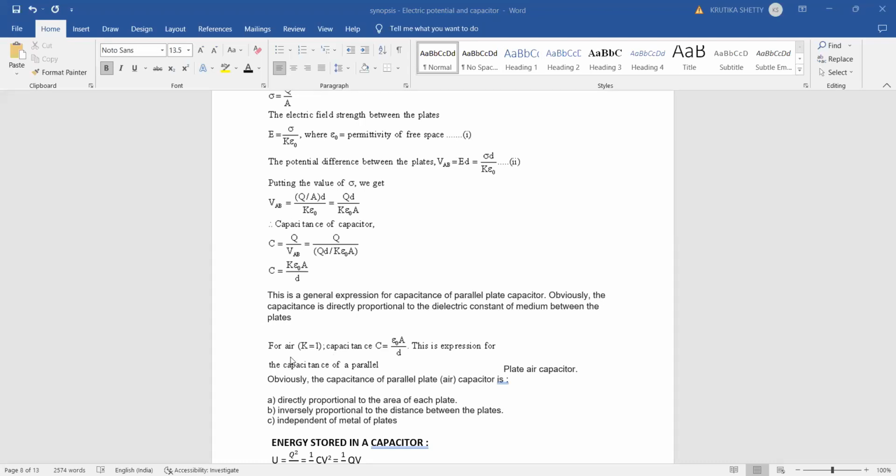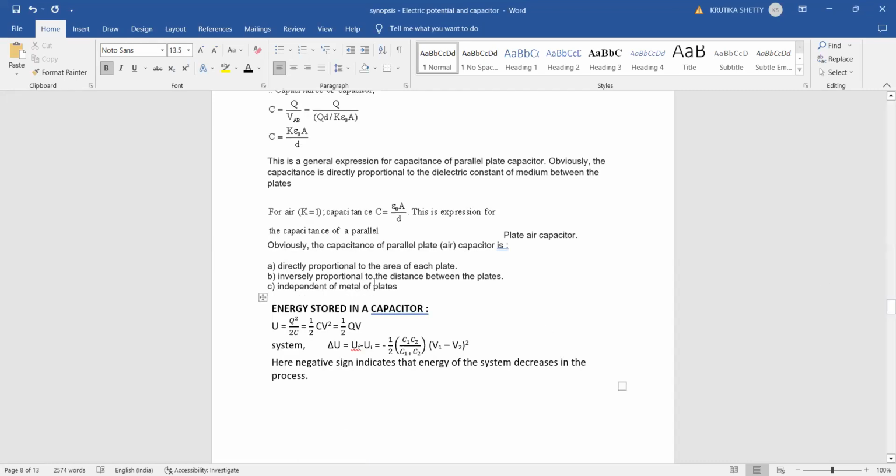Here below, you can see that for air medium, K is equal to 1 is substituted. Therefore the equation becomes Kc is equal to epsilon naught A divided by D. So this is when the air medium is there. When another medium is there, we introduce the K value. Here they have given three points A, B, C: it is directly proportional to the area, inversely proportional to the distance, and independent of the metal of the plates. That means for the parallel plates you are considering, the nature of the material is not related here. It depends only on area and the distance.